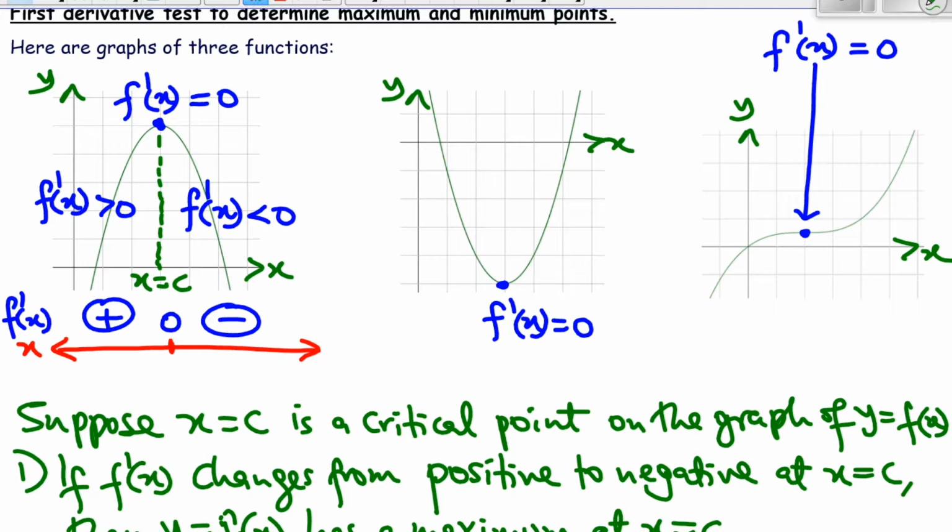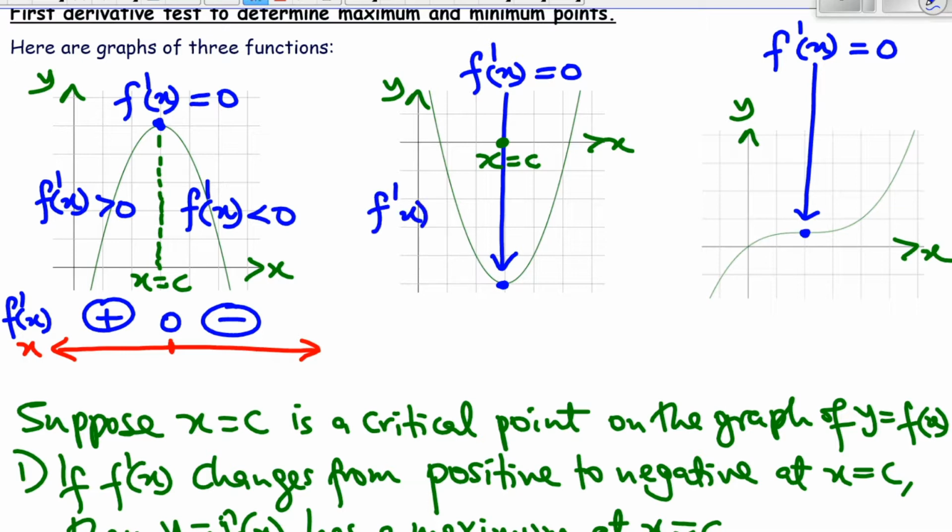Now let's move to the second graph. So we know that at this point f dash x is equal to 0. And we can call this point x is equal to c as well. Now we know that on the left the first derivative is less than 0. We are going downhill. And here we are going uphill, so that's greater than 0.